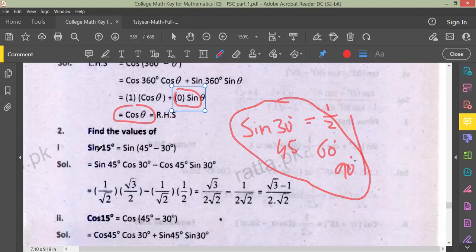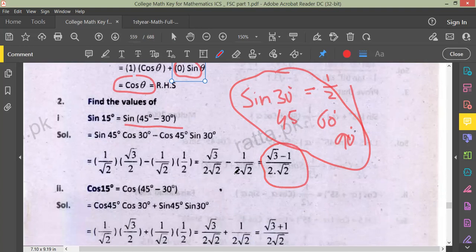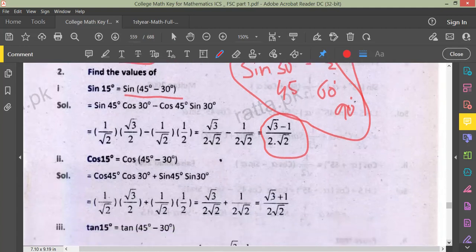So you can write 15. Sine of 15 will be equal to sine of 45 minus 30. So this will be equal to sine of alpha minus beta. So after applying formula of sine of alpha minus beta, this will be equal to sine of alpha cos beta minus cos alpha sine beta. So putting the value, our final answer will be equal to square root 3 minus 1 over 2 square root 2, because LCM of 2 square root 2 and 2 square root 2 will be equal to 2 square root 2.